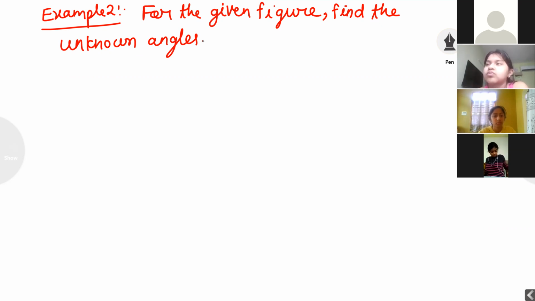Okay. For the given figure, find the unknown angles. Draw this figure.